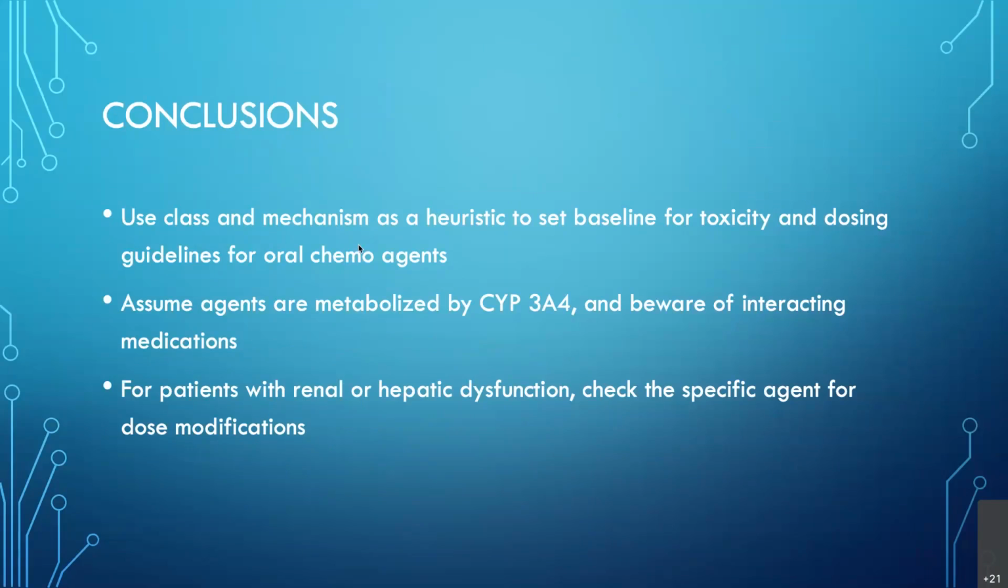So kind of bringing everything together, whenever you're thinking about these agents, I'd try to remember the class and mechanism to set the baseline for what to expect for toxicity as well as dosing guidelines with these. Generally, I would assume all agents are metabolized by 3A4. Definitely lean on your pharmacist for help with that. In addition, if patients do have renal or hepatic dysfunction, really you're going to have to check the dosing specific guidelines for each agent because those are a little tougher to use heuristics for.